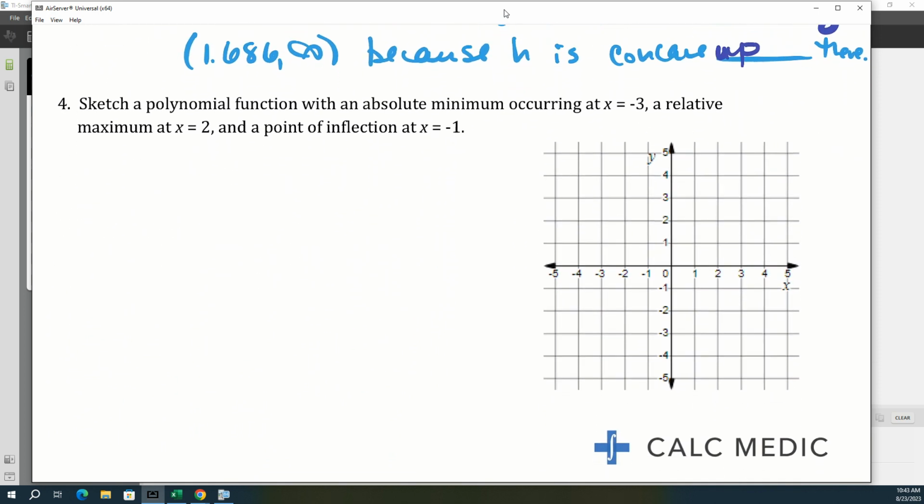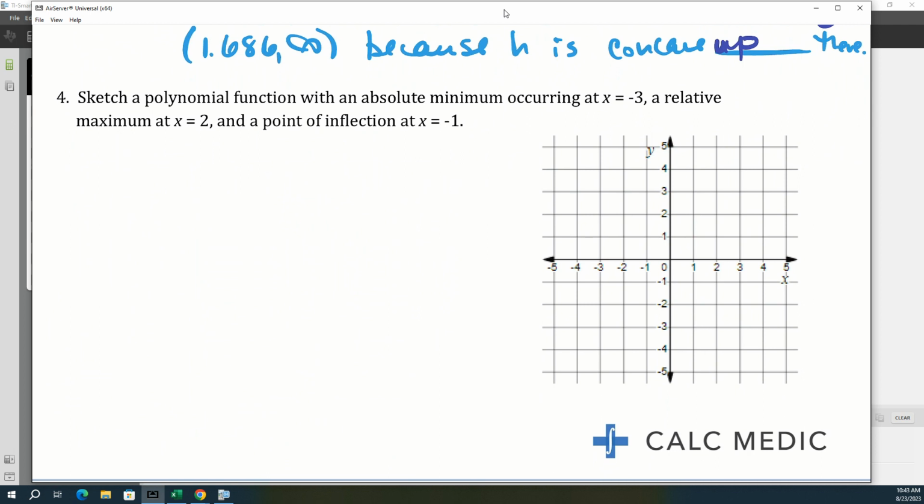All right, and then this last one, this is kind of a challenging question. It doesn't feel like it should be, but I think it is kind of hard to get this right. So we're going to sketch a polynomial function, which means we're going to have smooth, rounded terms with an absolute minimum occurring when x is -3. So what we'll do is just go in this negative when x is -3, and we're just going to pick a point to be the minimum. And I would recommend picking a point kind of towards the bottom. That'll make it easier for you to do this problem.